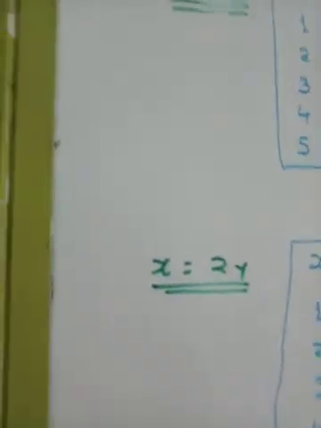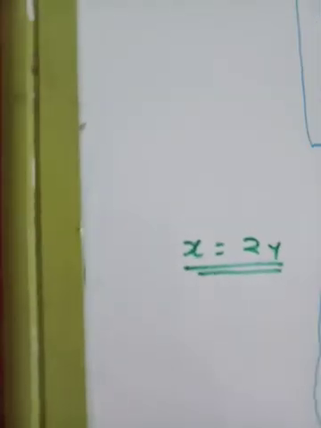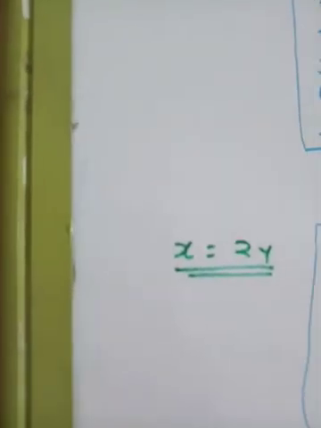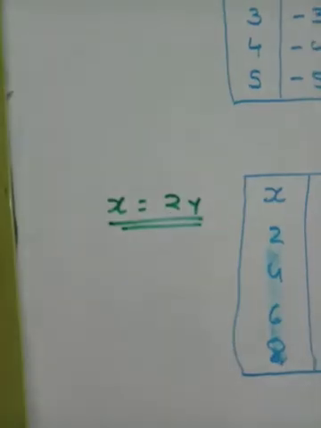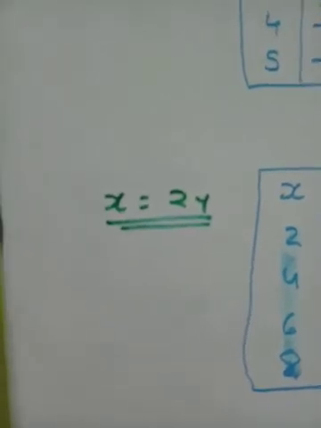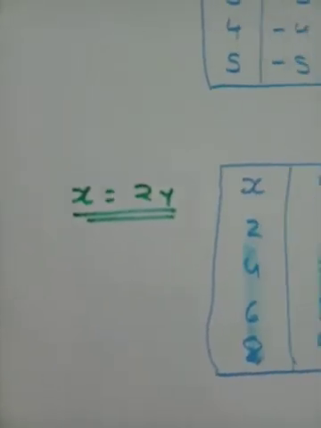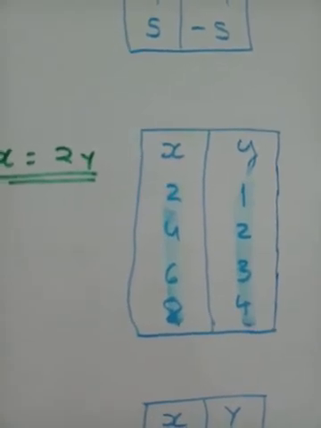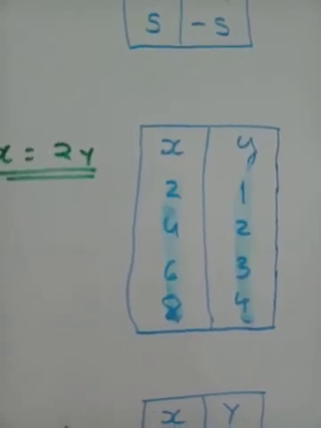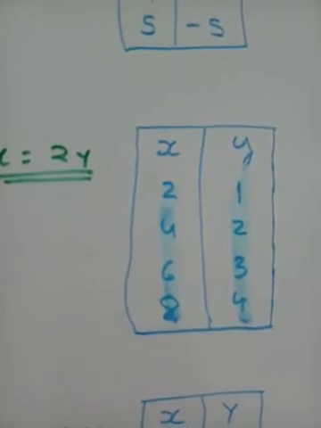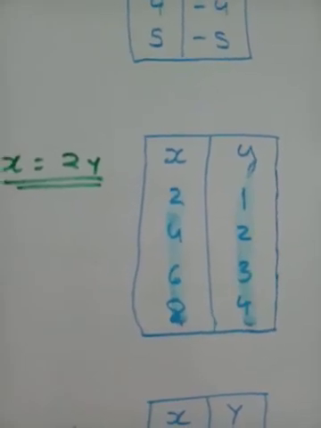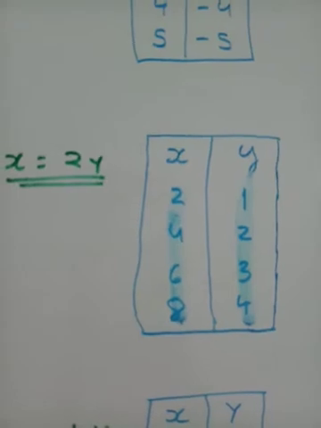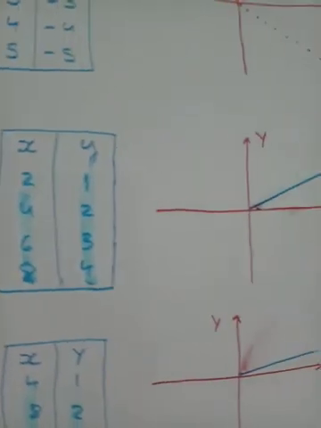Now this is the equation x equals 2y. Take the values of y as 1, 2, 3, 4. Then the values of x will be just double that: 2, 4, 6, 8. You draw this table, and after drawing that table, plot this on a graph paper. The graph will be like this.